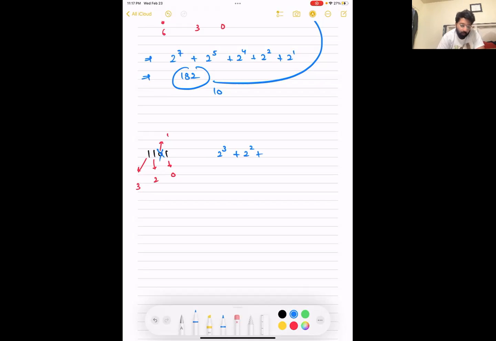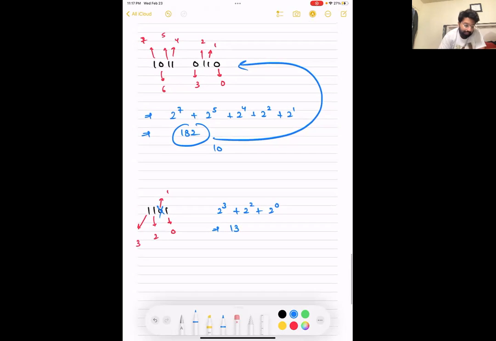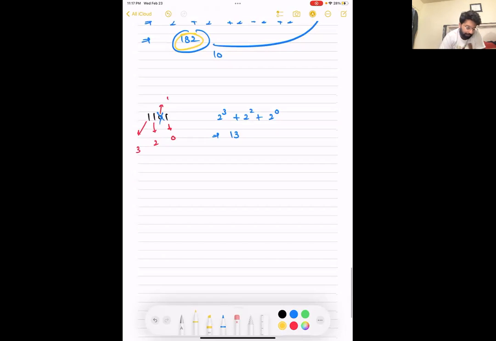And at 0th place, we have 1. So I'm gonna say 2 to the 0, right? So this gives me 13. Here, look at this again. In this case, the least significant bit was 0, and the number is even. So that rule still stands. If the least significant bit is 0, the number should be even in decimal. Similarly, here the least significant bit was 1, and the number is odd.